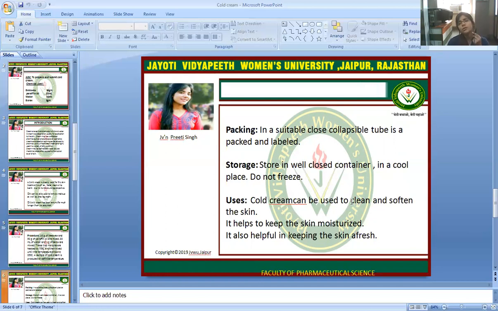Now we discuss the packaging in the manufacturing unit. Sometimes in a manufacturing unit we perform the practical. What is the criteria of the packaging? It is packed and labeled in a suitable closed collapsible tube. What is the storage condition of the cold cream? Store in a well closed container in a cool place. Do not freeze. Cold cream can be used to clean and soften the skin. It helps to keep the skin moisturized. It is also helpful in keeping the skin fresh.